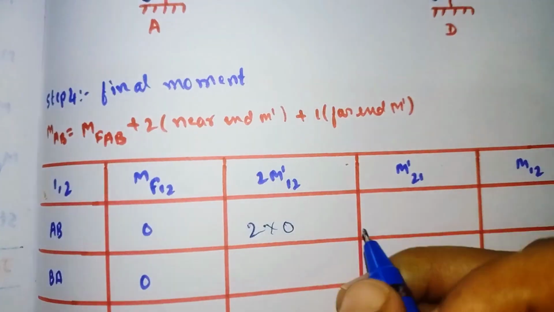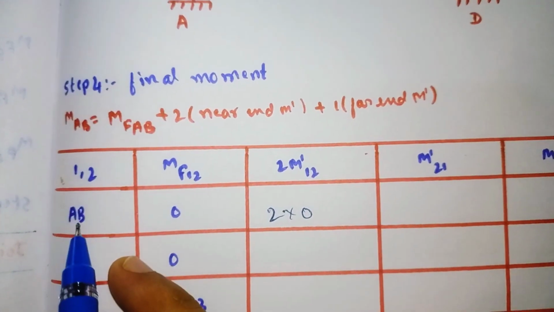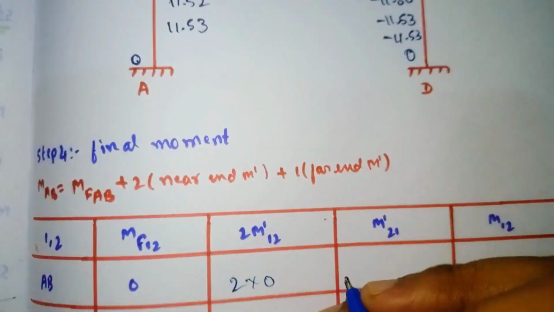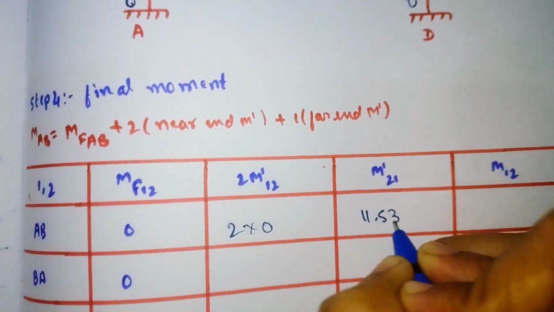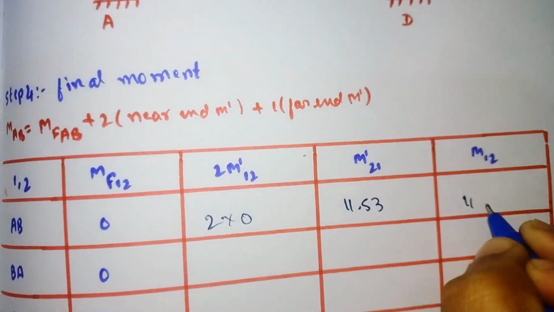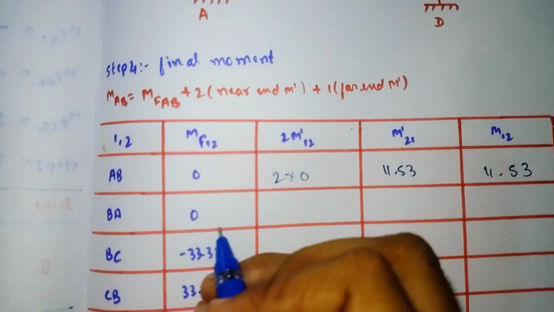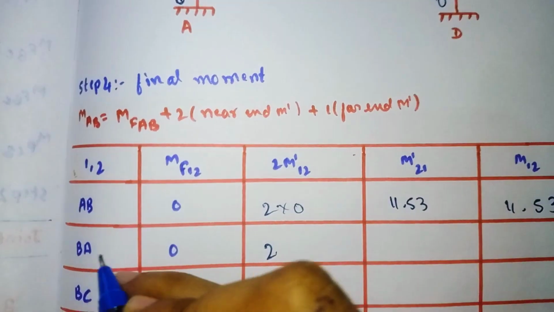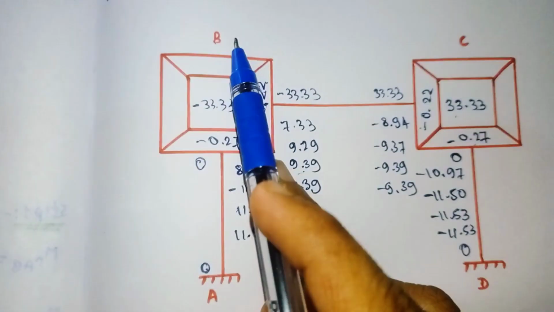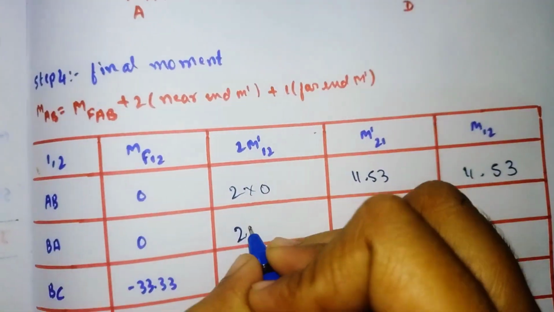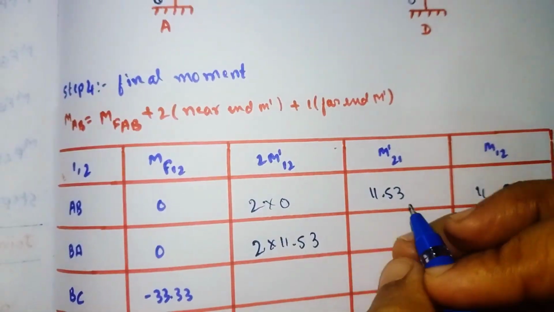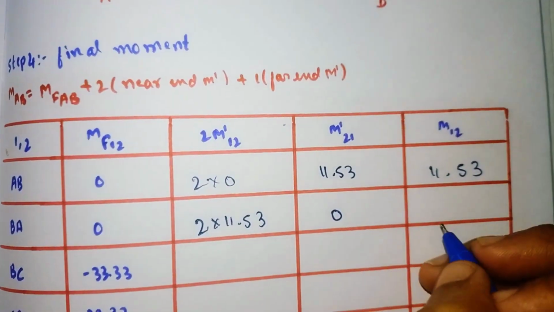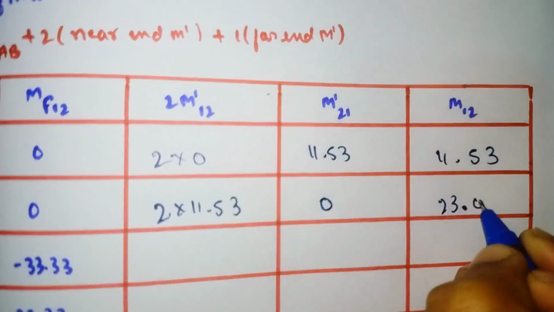So keep it as 0, and the rotation factor of 2 1 is nothing but the rotation factor of BA. The rotation factor of BA we got was 11.53. So substitute that 11.53. Now add these 3, it will come out as 11.53. Similarly for BA, the fixed end moment is 0. 2 into the rotation factor of BA we got was 11.53, so 2 into 11.53. The rotation factor of AB, there is no rotation factor for AB. Keep it as 0. Now add these 3. It will come out as 23.06.